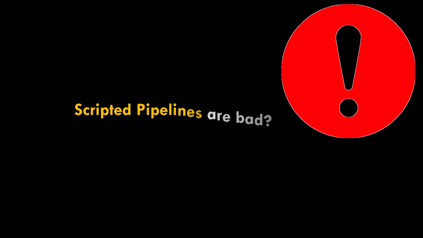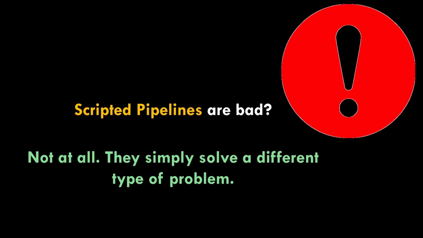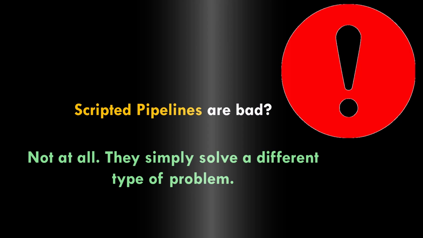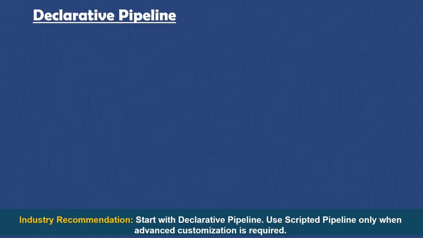So does it mean scripted pipelines are bad? Not at all. They simply solve a different type of problem. Let's see when each approach should be used. So which pipeline should we use? The answer depends on the complexity of automation.